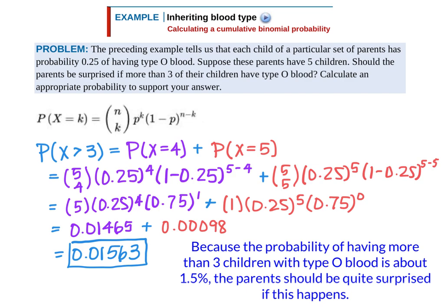So I work out all of this math and I end up with a 0.01563 probability. So should the parents be surprised? Absolutely, because the probability is about 1.5-ish% of having more than 3 kids, aka 4 or 5 kids, with type O blood. They should be very surprised if that happens. And very fortunate, depending on if they're O negative or O positive. They can all just donate and receive from each other, right? I don't know, ask your bio teacher.